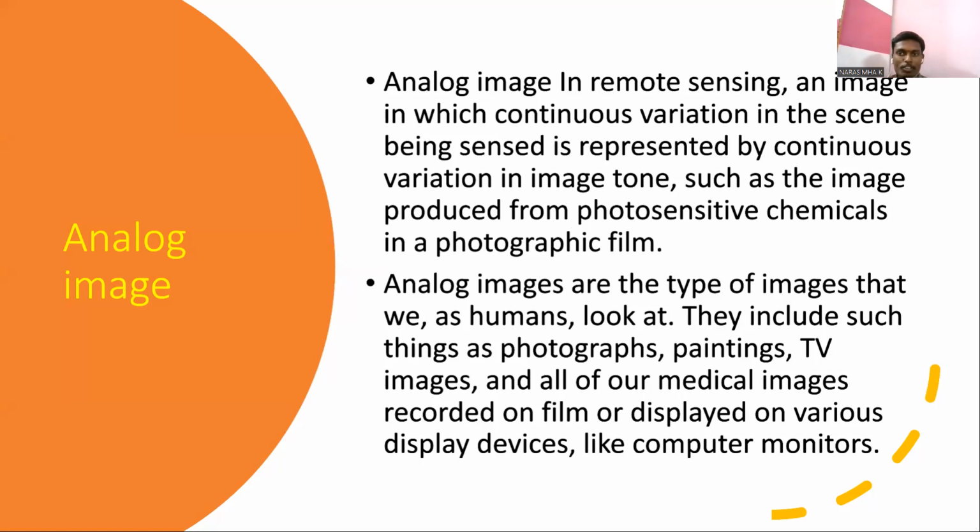Analog images are the types of images that we as humans look at. They include such things as photographs, paintings, TV images, and all of our medical images recorded on a film or displayed on various display devices like computer monitors. So, analog images are images which can be seen with the naked eye, such as photographs, paintings, TV images, and which can be seen on computer monitors.